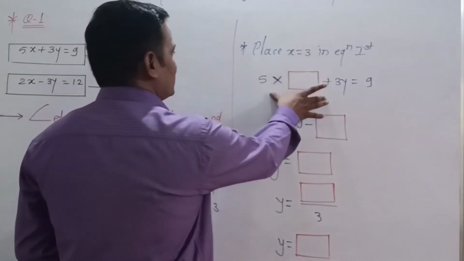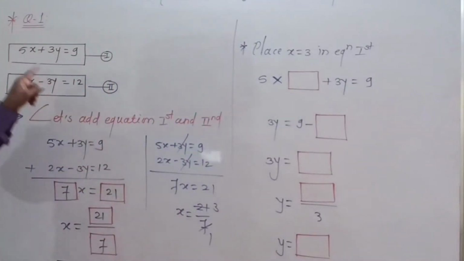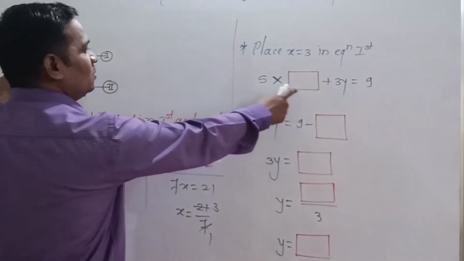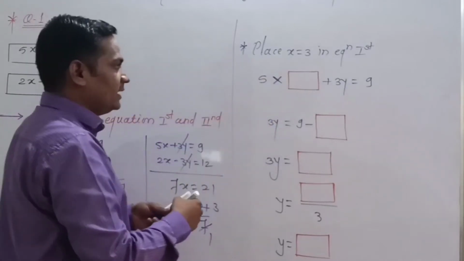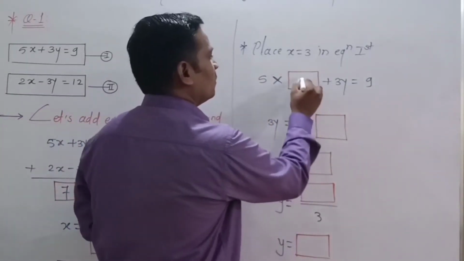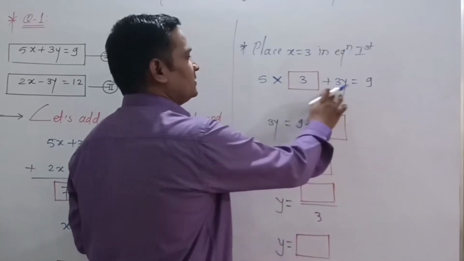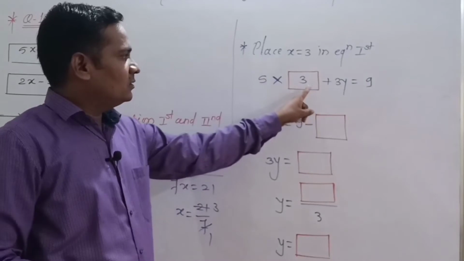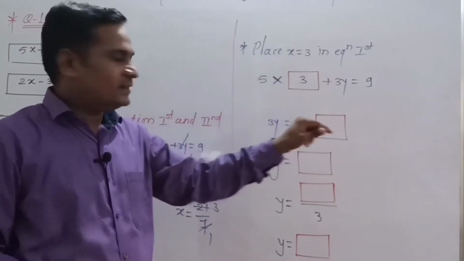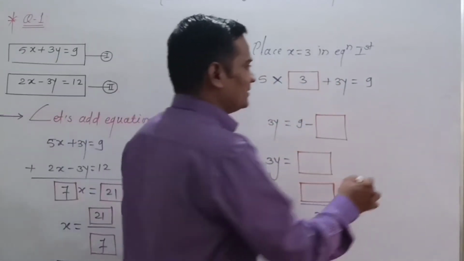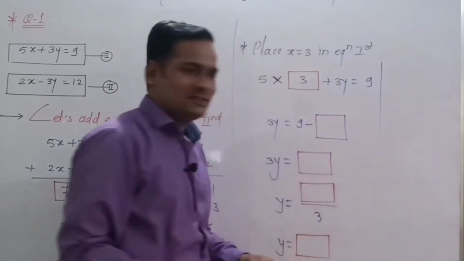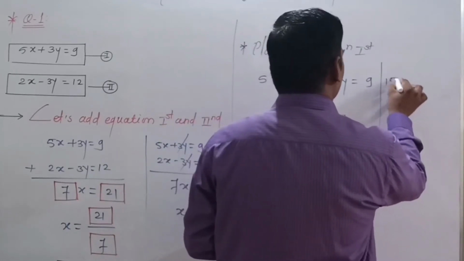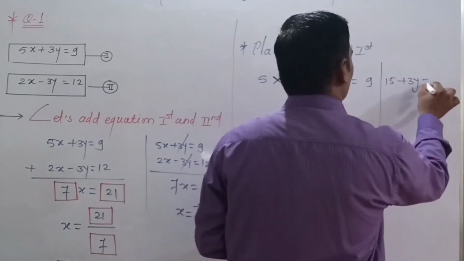Now which is equation number first? Look here. 5x plus 3y is equal to 9. So 5 into x, and we know the value of that x, and that value is 3 now, plus 3y is equal to 9. So 5 into 3, that will be 15, but the step is not here, so we can write the step over here for our convenience. So 5 into 3, that means 15 plus 3y is equal to 9.